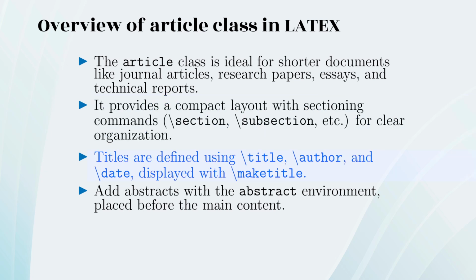In the article class, titles are created using 3 key commands. These are title, author, and date. Title is used to set the document's title, author to define the authors, and date to specify the date of publication. All these are commands, so we have to use backslash title, backslash author, and backslash date.